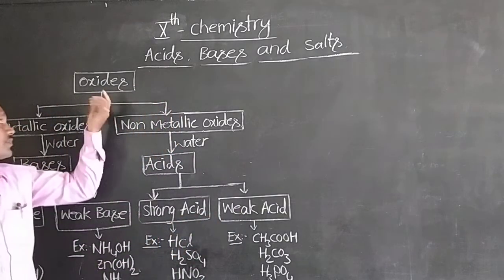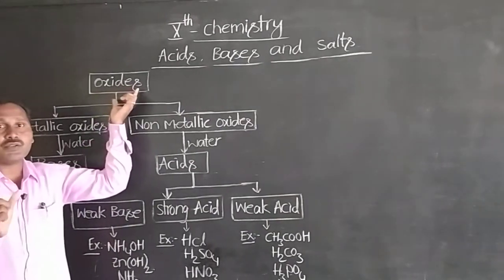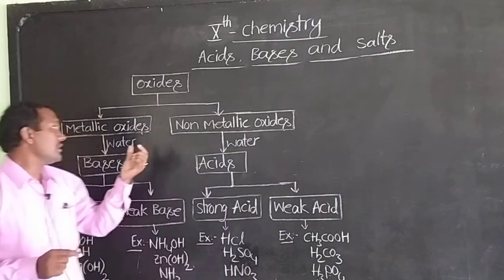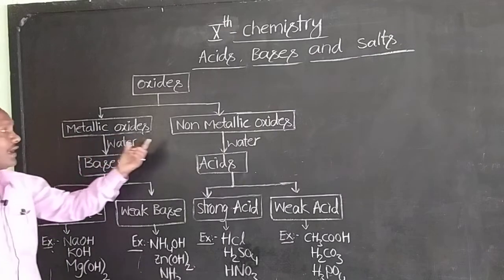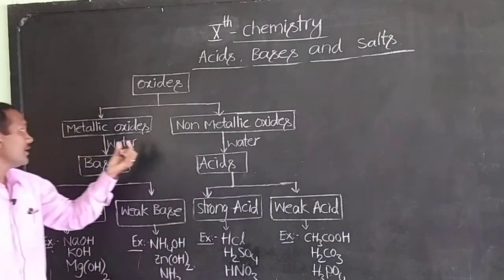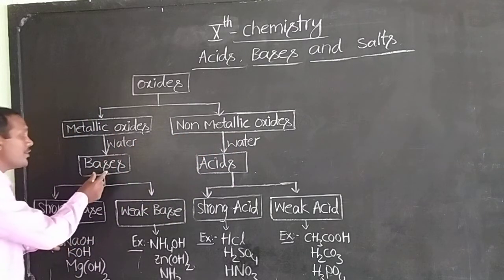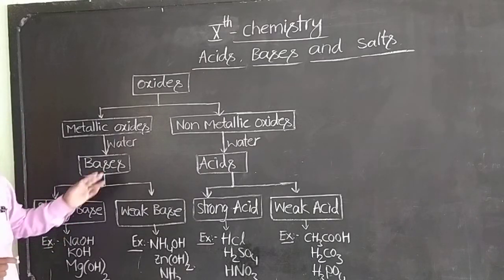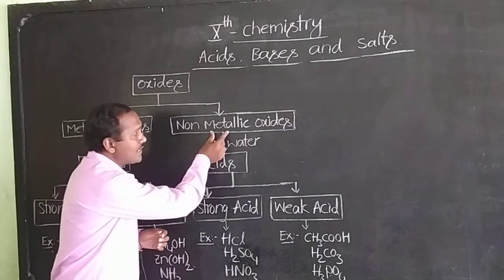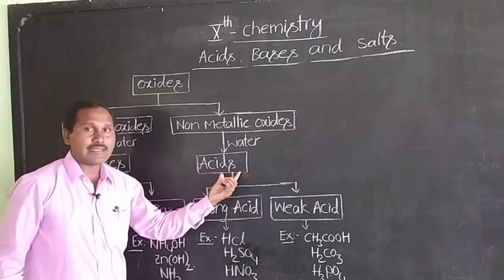So here, oxides are classified into two types: metallic oxides and non-metallic oxides. The metallic oxides react with water to produce bases. In the same way, the non-metallic oxides react with water to produce acids.